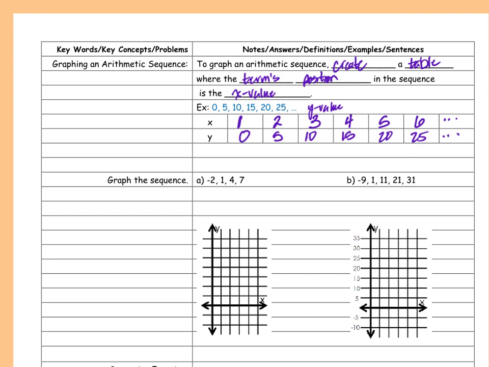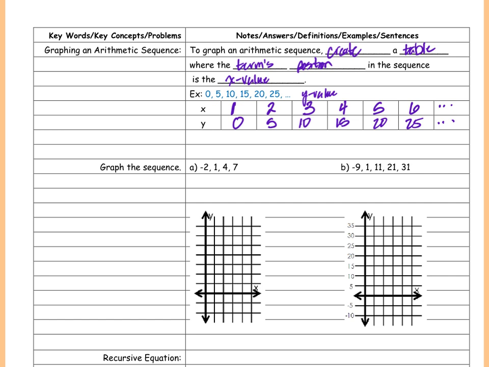There's no way for you guys to show me on the chat box how to do this. So I'm just going to go ahead and do it. So I'm going to make a table, right? So I have my X value and my Y value. And my first term is -2. And my second term is 1. And my third term is 4. And my fourth term is 7. So I've got my table here.